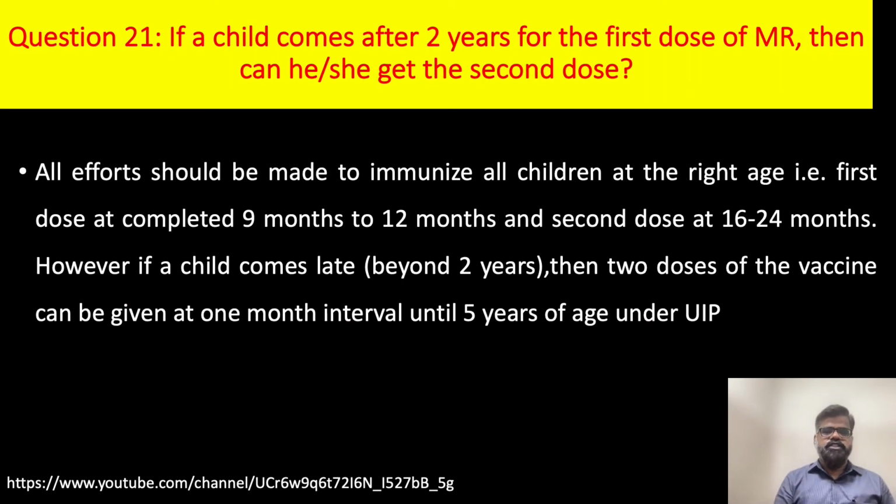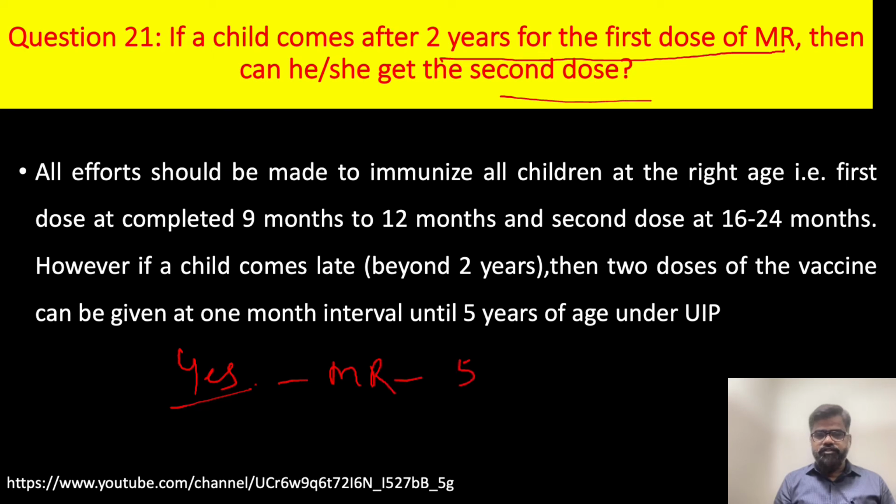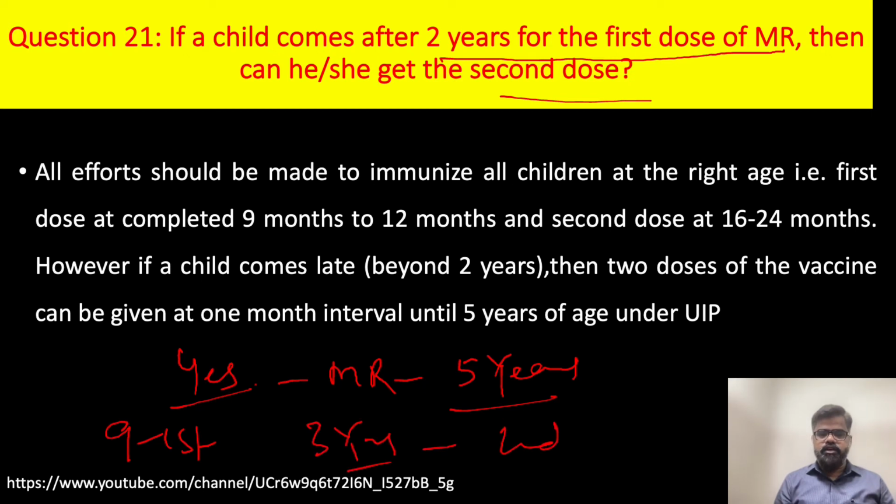Okay. Now, if a child comes after 2 years of first dose of MR, then can she get the second dose? The answer is yes. Why? Because measles rubella is given till 5 years. You know this. So the first dose was taken at 9 months, and the child comes after at 3 years. You need to give the second dose.